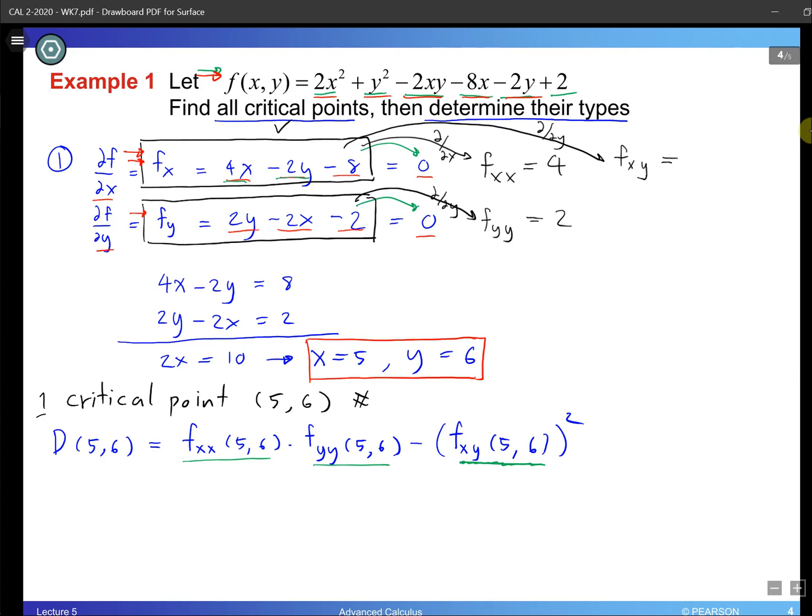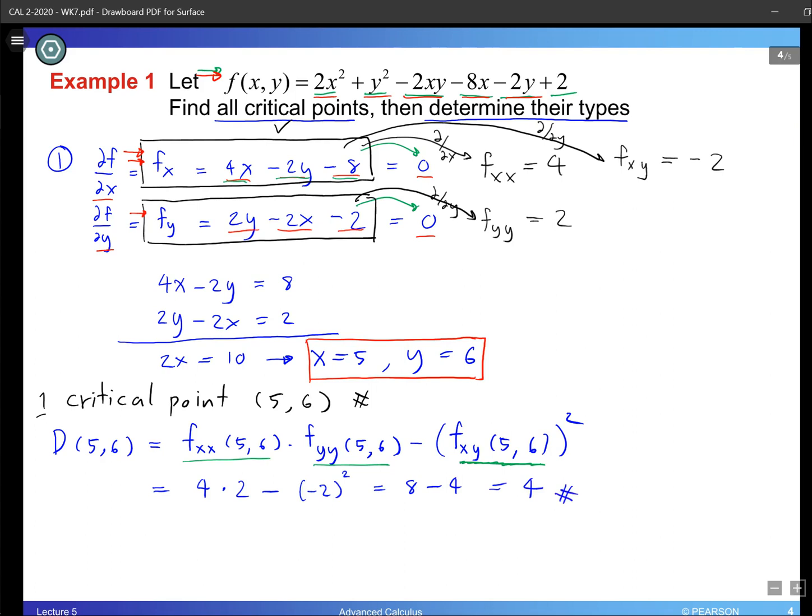Alright, this one is minus 2. And the last one, with respect to y, goes to 0. So all of them are constants. So let's use them in the formula down here. This is going to be equal to f with respect to x twice, that is 4, times f with respect to y twice, that is 2, minus f with respect to x and then y, that is minus 2, and we have to square it. So in the end, we have 8 minus 4, and that's equal to 4. Alright, and that is the D value.